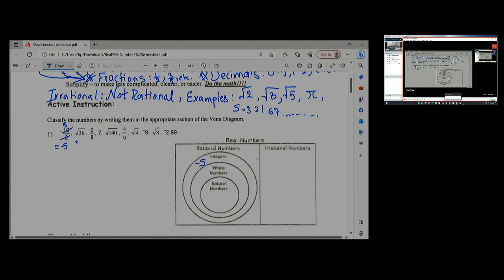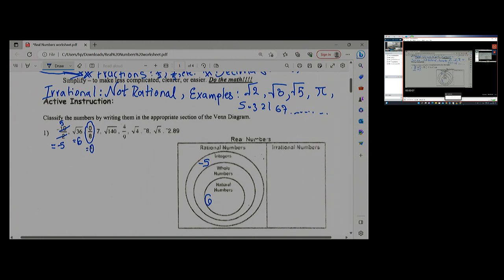What is the value of root 36? 6. So what kind of number is 6? Natural number. Okay, so we write in the circle of naturals. What kind of number is 0 over 8? How much is it? It is equal to 0.